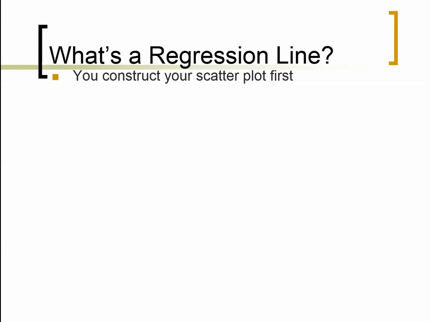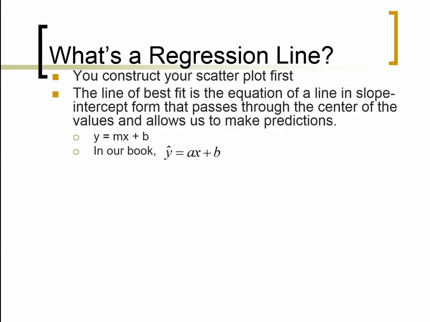What is a regression line? Well, you can look at a scatter plot and try to create a line that goes through the center of the values. This line of best fit is the equation of a line in slope-intercept form that passes through the center of the values, and it lets us make predictions. So slope-intercept form of a line is y equals mx plus b. In some textbooks, the regression line equation is y hat equals ax plus b. Some write it as b plus ax.